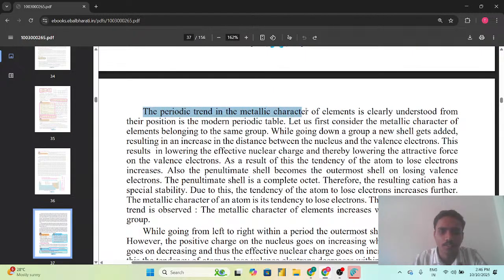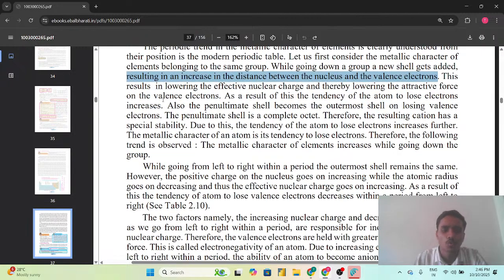The periodic trend in the metallic character of the elements is clearly understood from their position in the modern periodic table. Let us first consider the metallic character of the elements belonging to the same group. While going down a group, a new shell gets added, resulting in an increase in the distance between the nucleus and the valence electron. This results in lowering the effective nuclear charge and thereby lowering the attractive force on the valence electron. As a result, the tendency of the atom to lose electrons increases.